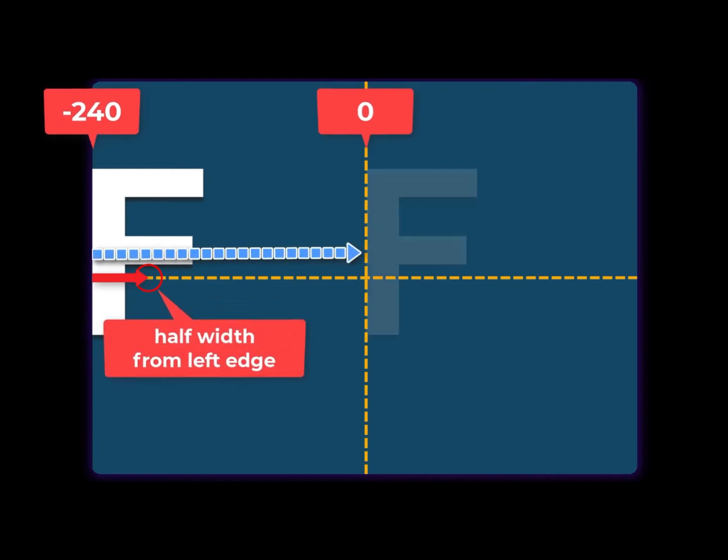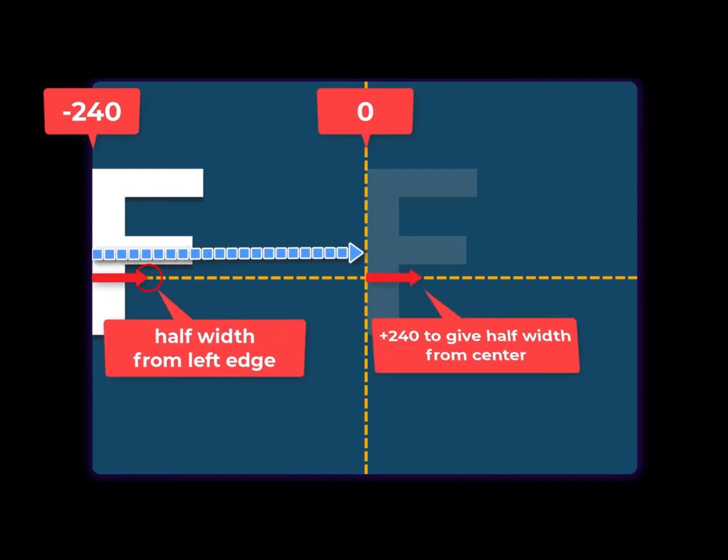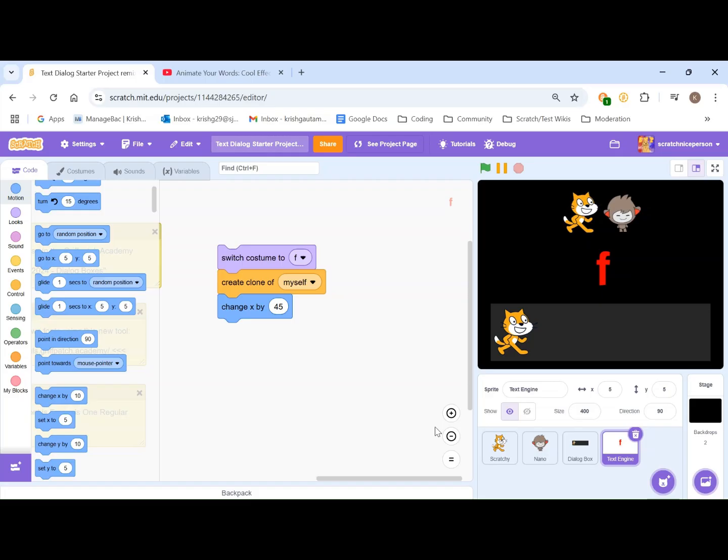Imagine you have a letter F and we move it as far left on the stage as we possibly can. And then we slowly move it to the right until it is no longer touching the left edge of the screen. At this point, we know the middle of the F is now half the width of the F away from the edge. And by definition, we know how wide the F is. It's the X position of the F plus 240.